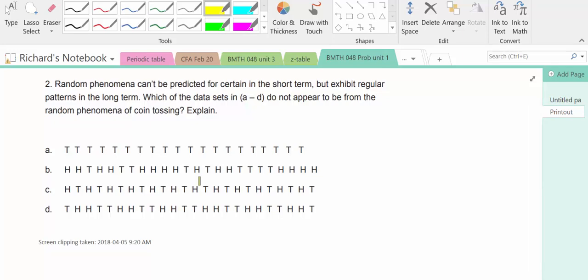What about C? Well, C has a pattern HT, HT, HT, HT, HT. It's not varying, so C is not an example of a random phenomenon. What about D? Well, in D, you've got a long run of heads, and then you also have a long run of tails. So D is also not an example of a random phenomenon because it's a repeating pattern. We have a repeating pattern in A, in C, and in D. So B is really the only example of a random phenomenon.